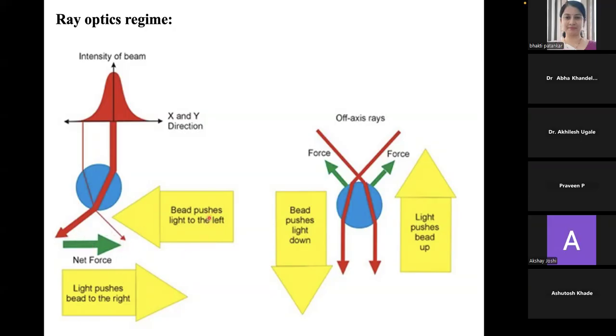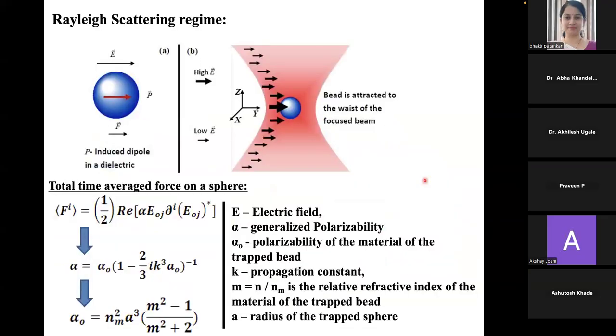Okay, so if the bead pushes to the left, then the light pushes to the right. Similarly here, if the bead is above the focus, then the light pushes it below, and if the bead is below the focus, then the light pushes it above. Okay, so this is really the ray optics regime.